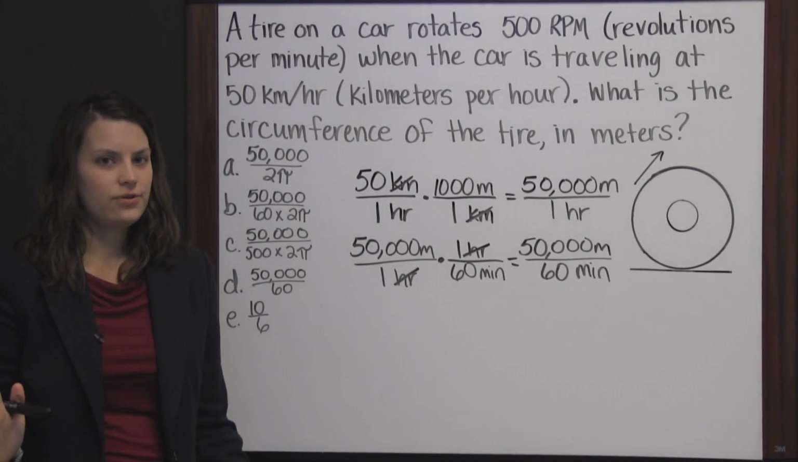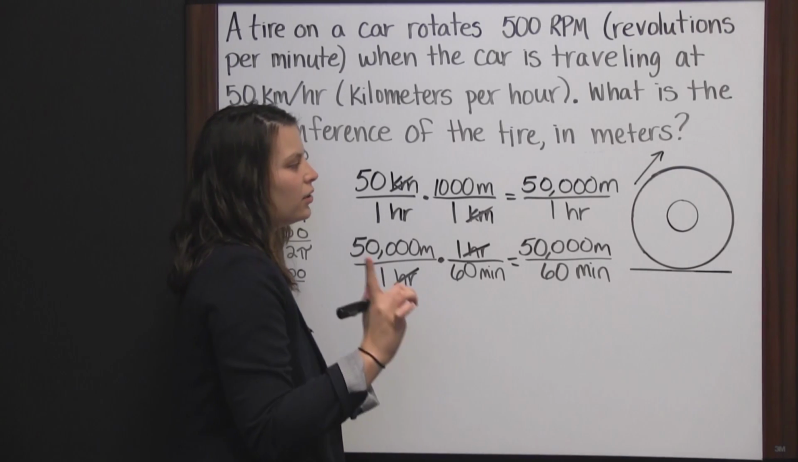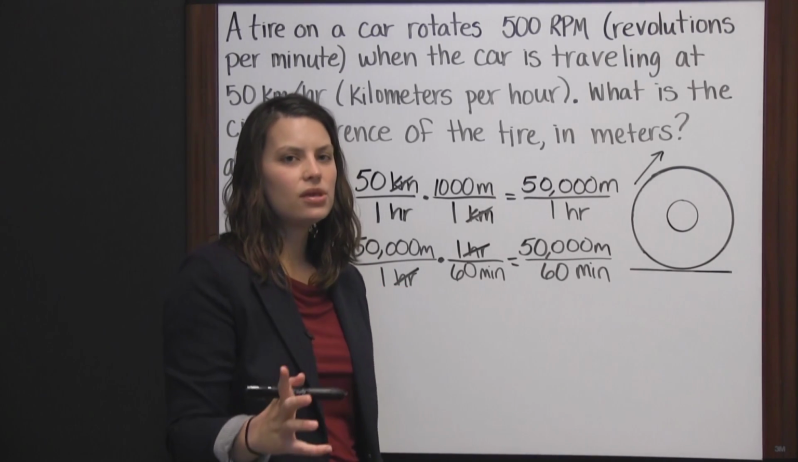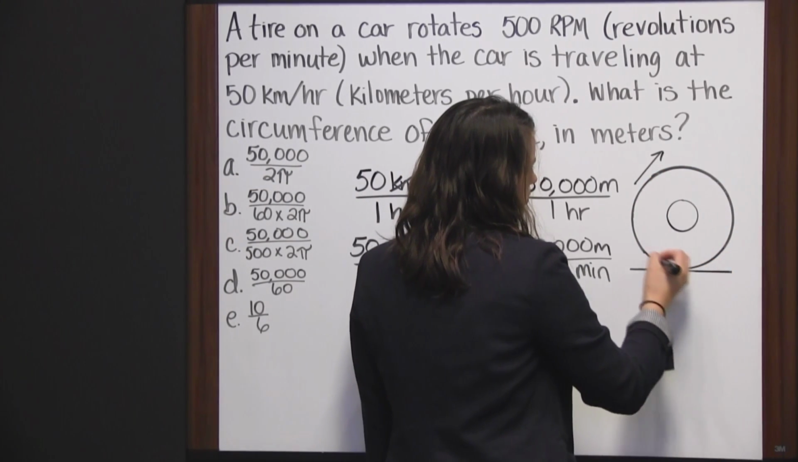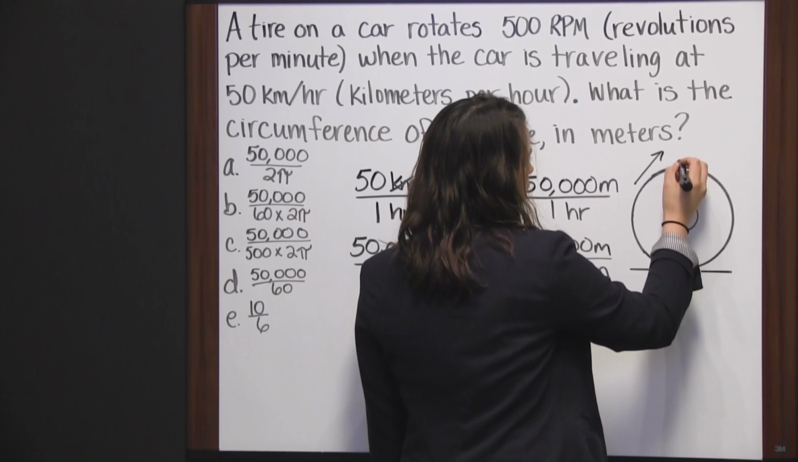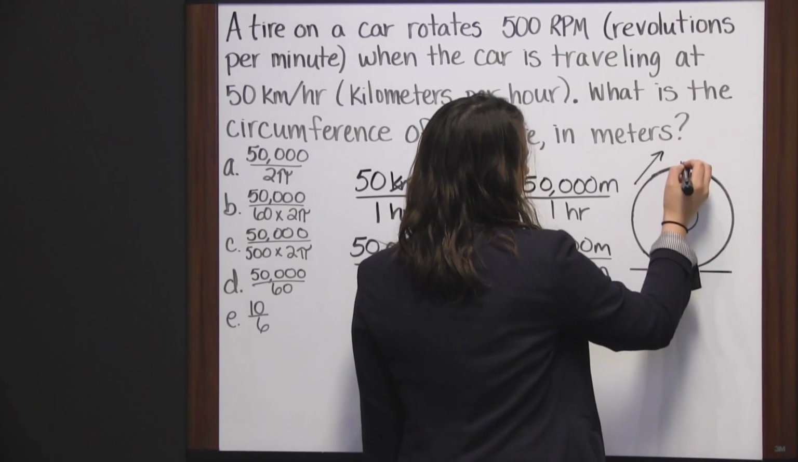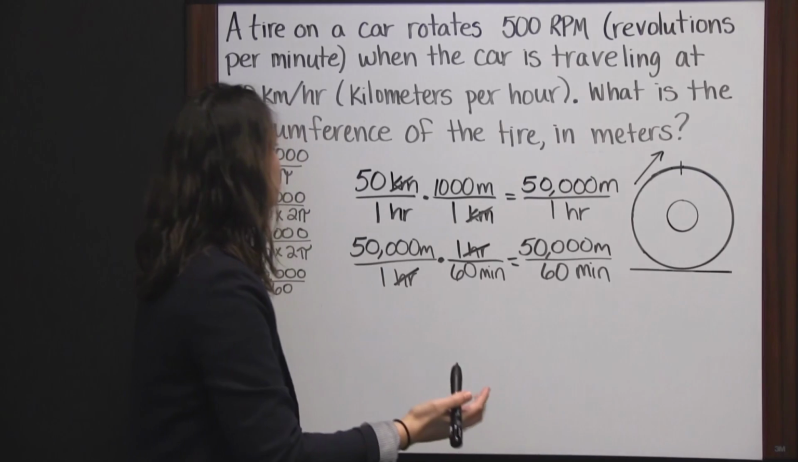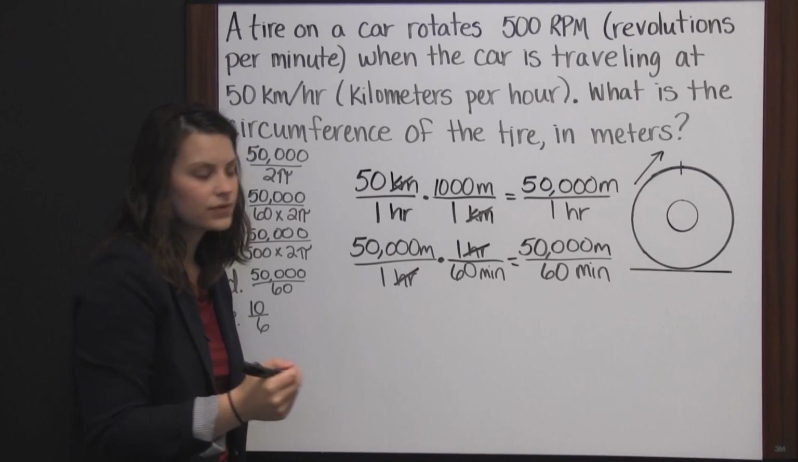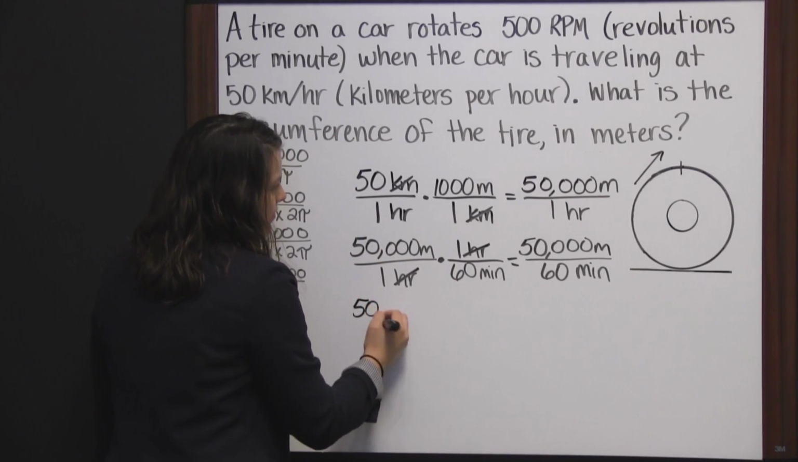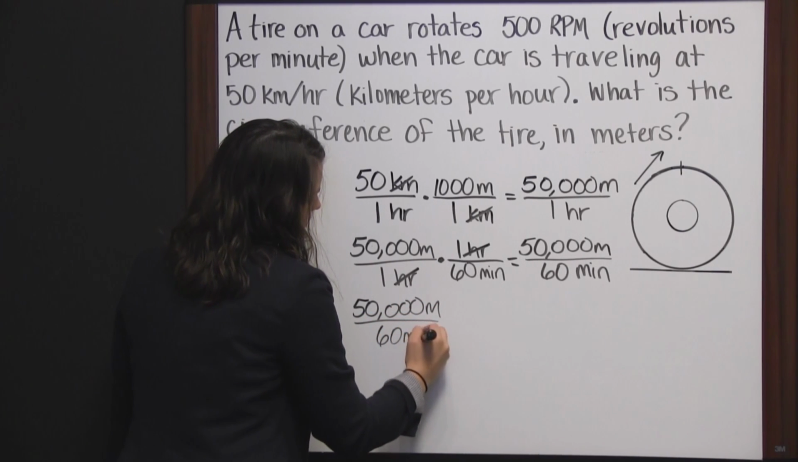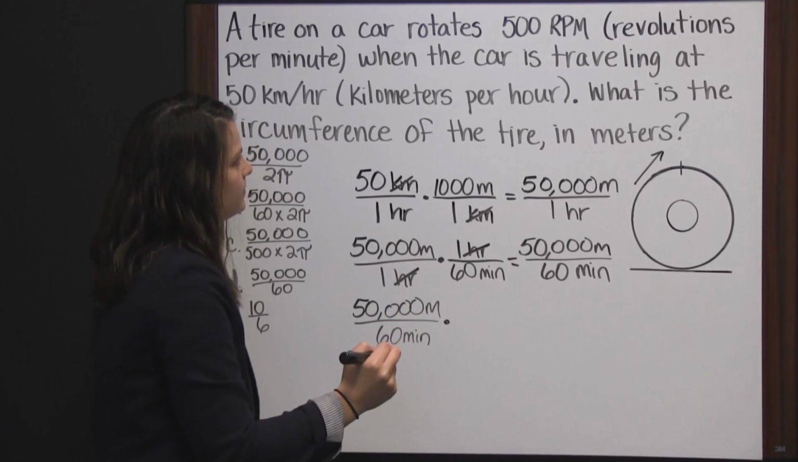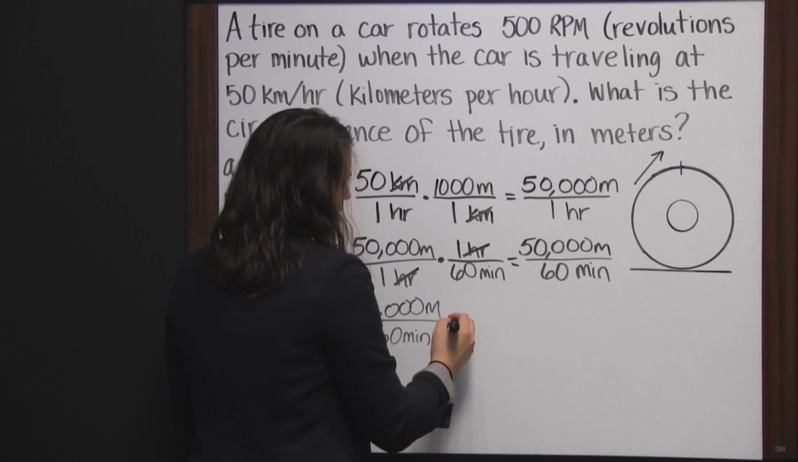What I want to find, though, is what 1 revolution is. How many meters is 1 revolution? Because 1 revolution is 1 time all the way around the tire. And that would be the circumference, which is what they're asking me for. So I'm going to take this 50,000 meters per 60 minutes and multiply it times my 500 revolutions per minute.